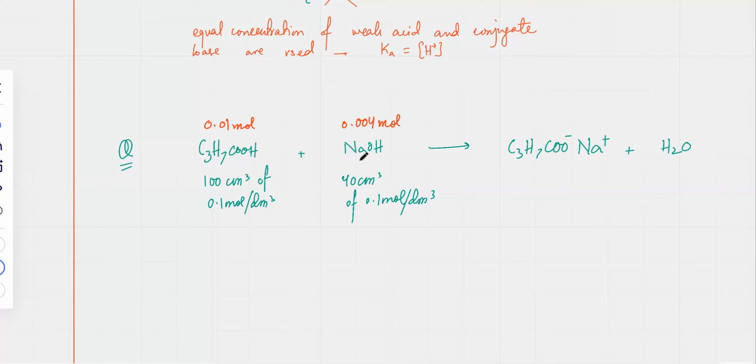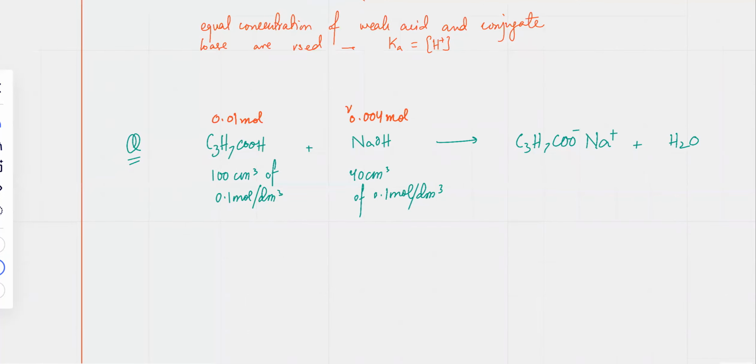They react in 1:1, so 0.004 moles would completely react. So the NaOH is going to completely react. It's going to get used up. There would be no NaOH left. And 0.004 would react with just 0.004. So out of the 0.01, 0.004 moles react, so there would be 0.006 moles left unreacted. So your equilibrium is going to contain this leftover.